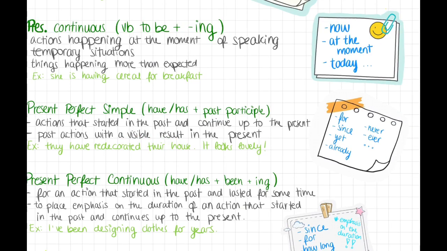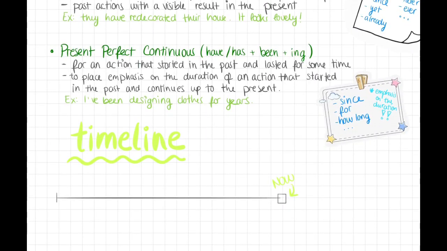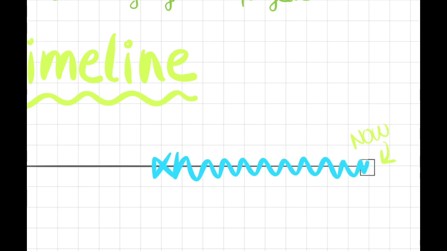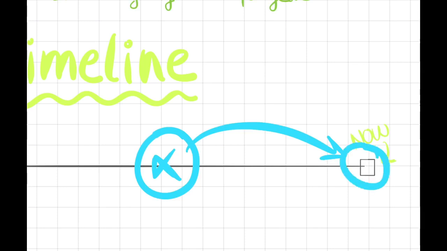Some words that are usually used with this tense are for, since, yet, already, never, ever. Okay, so now let's see this tense in the timeline. Here we have the present, so all of this is the past. With the present perfect simple, we would be referring to an action that started here, for example, at some point in the past and has lasted until now, or for an action that started at a point in the past and has a visible result now. For example, they redecorated the house here and you can see the house redecorated now.